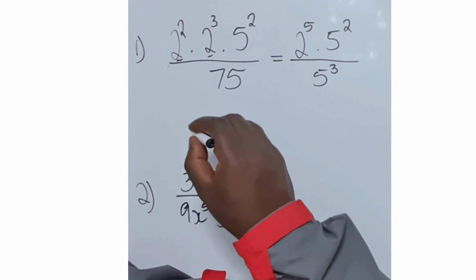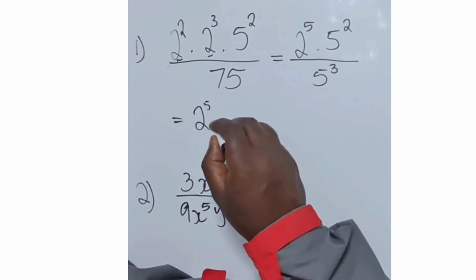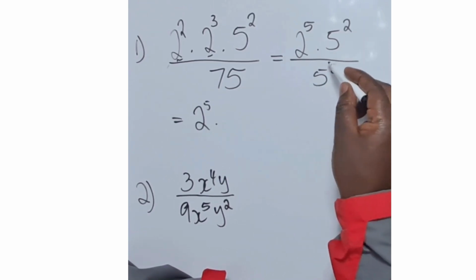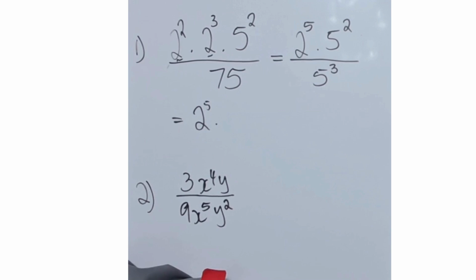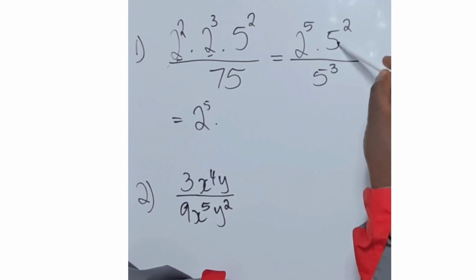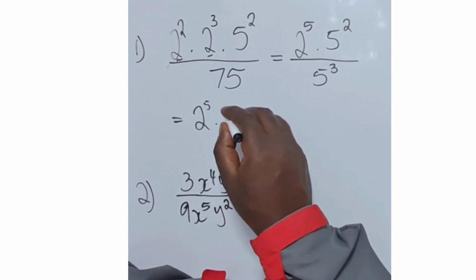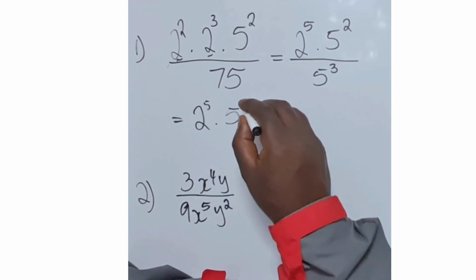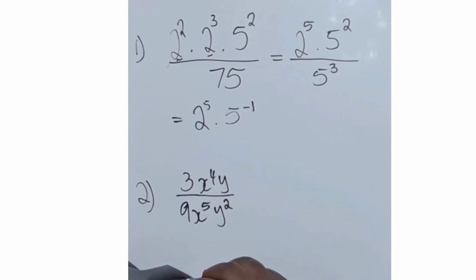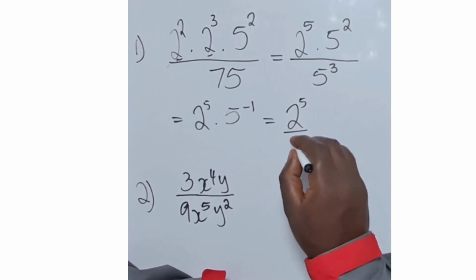Okay. So what do we have now? Now we have 2 to the power 5 multiplied by 5 to the power 2. Then we have a divide here, divide by 5 to the power 3. So what does the law say? The law says if the bases are the same and we are dividing, we subtract the exponents, right? So it means this is going to be 5 to the power 2 minus 3, which is minus 1, which is going to be 2 to the power 5 divided by 5.